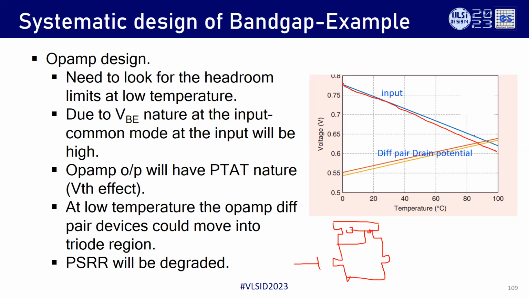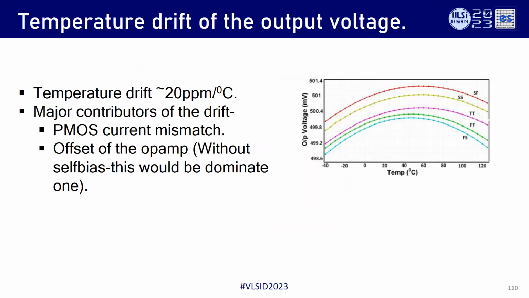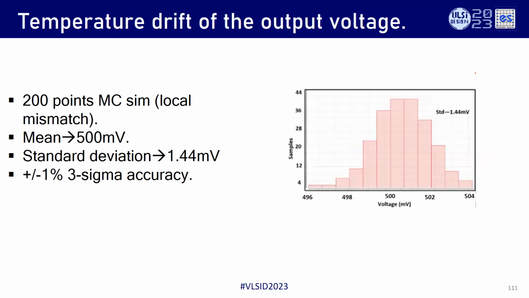So you can see the diff pair can go into triode. That's why most of the time the PSRR at low temperature is very poor compared to the other, higher temperatures. That is mostly because of this problem. And this is the output versus temperature, with first order compensation, and these are across PVT. You can see it's almost 20 ppm per degree for this low voltage bandgap. I'm sorry, I had to go very quickly.